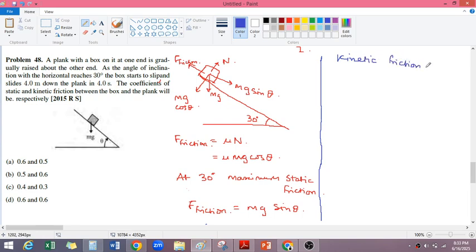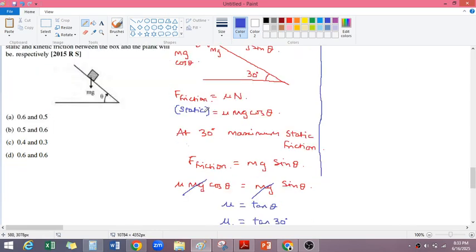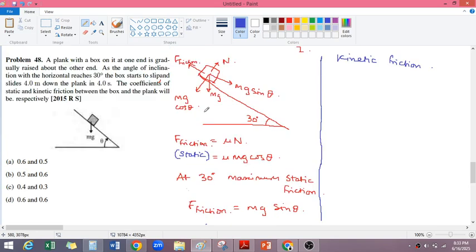The diagram is pretty much going to be the same. Only thing now, instead of static friction, it is dynamic or kinetic friction. The block slides 4 meters down the plank in 4 seconds. So g sin theta, like what we did in the previous problem.